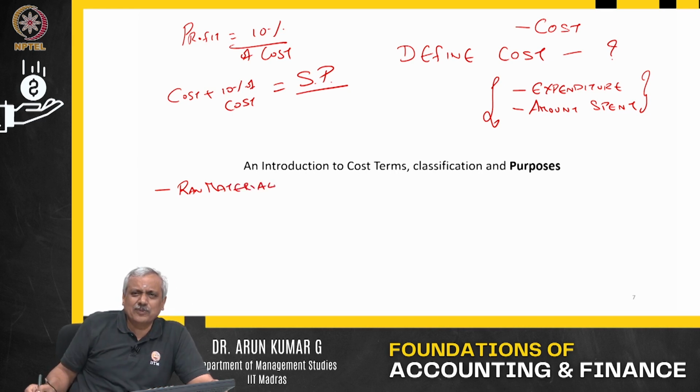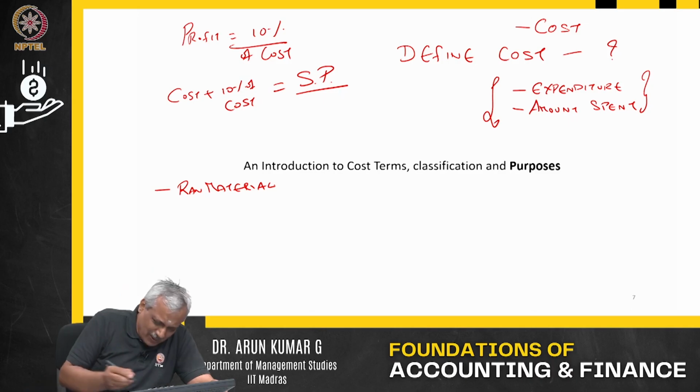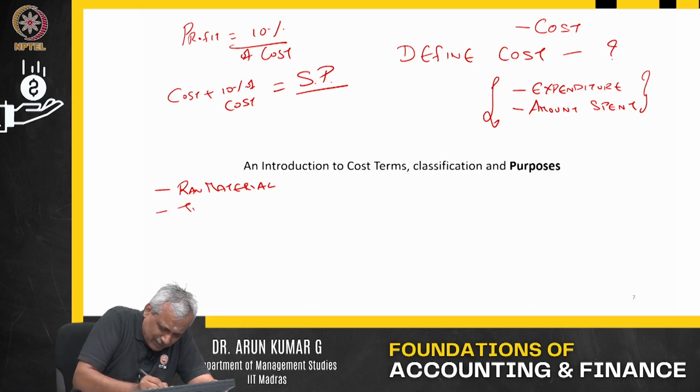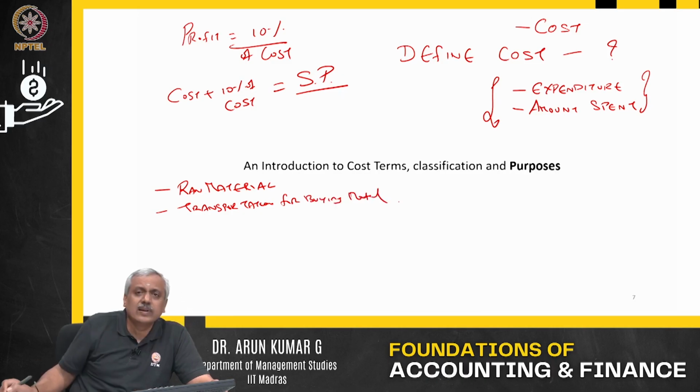Sir, the cost of transportation for going and buying the material. Okay, I will say the cost of transportation for buying material. Sir, cost of capital, I have not borrowed any money, I have used my money to buy that raw material.